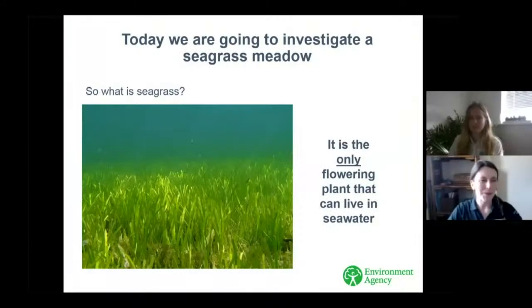So I hope you enjoyed that, Ocean Detectives. So today we're going to investigate a seagrass meadow habitat. So what is seagrass? So it's the only flowering plant that can live in seawater. It grows in shallow, sheltered areas along the coast and needs plenty of sunlight to grow.